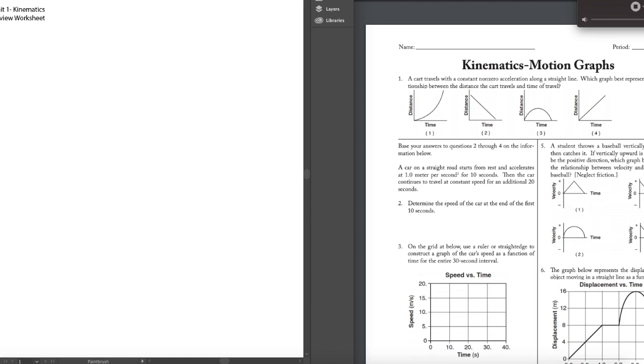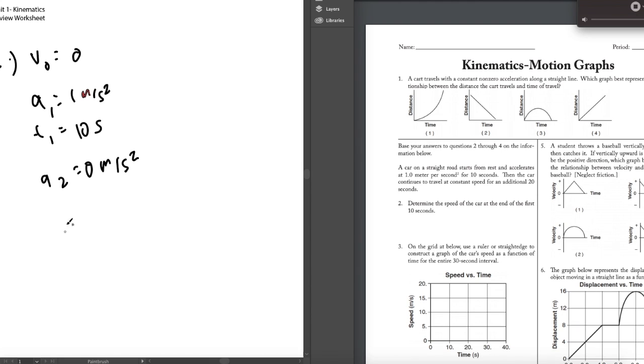Anyway, number two. A car on a straight road starts from rest and accelerates at 1 meters per second squared. Immediately it says starts from rest, so we know v initial is 0. Then it travels at a constant speed for an additional 20 seconds. So this is t1 is 10 seconds, and then a2 is 0 meters per second squared, and t2 is 20 seconds.